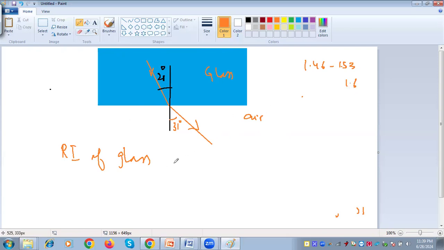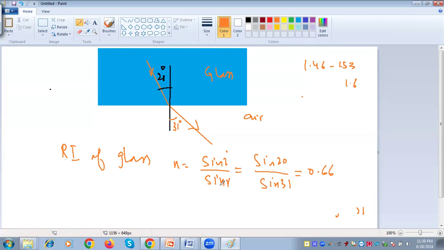So if I use the formula n equals sine i over sine r, what comes? Sine 20 divided by sine 31. See what answer comes. Sine 20 divided by sine 31. It's coming 0.66, which is not the refractive index of glass. Okay, so this is giving us a wrong answer.